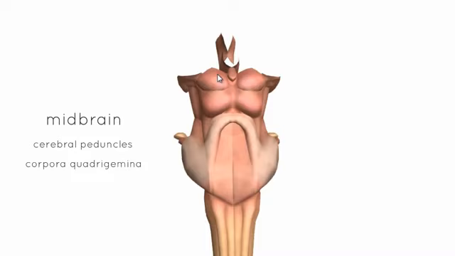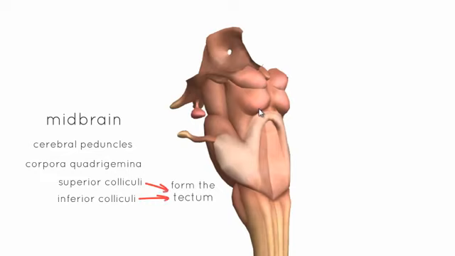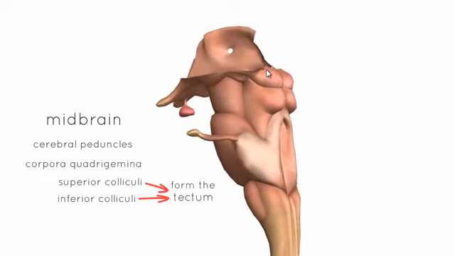This is Latin for quadruplet bodies, because obviously there's four little bumps. The top ones are called superior colliculi, and the bottom two are called inferior colliculi. The word colliculi is Latin for lower hills, because of their appearance. These colliculi sit on the tectum. The tectum is the roof of the midbrain, and tectum means roof in Latin. So these corpora quadrigemina sit on the tectum of the midbrain.